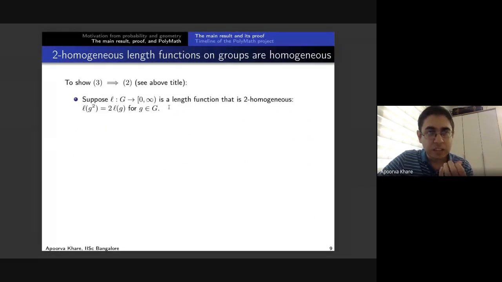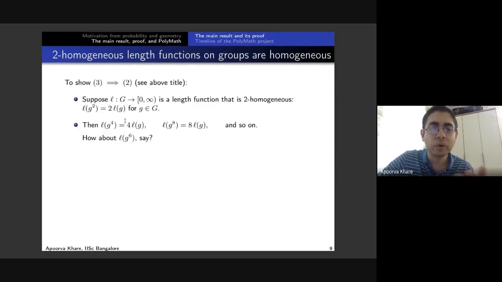Okay, so suppose L is a length function which is two-homogeneous, which means length of G squared is twice length of G. But then you see, if I put in G squared in place of G here, I get length of G to the fourth, G squared squared. And that must be twice length of G squared, which is by here, 4 times length of G. And so I can keep going, right? So I get length of G to the 8, which is length of G fourth squared, which is twice length of G fourth, which is 2 times 4 times length of G, and so on and so forth. So for every power of 2, I can prove by induction on the power that the length of G to the 2 to the n is 2 to the n times length of G. Okay, I hope that is clear.